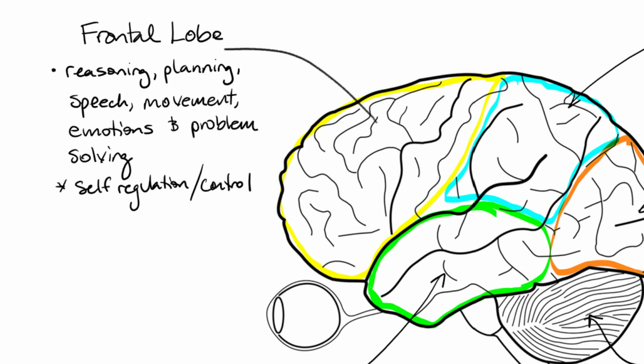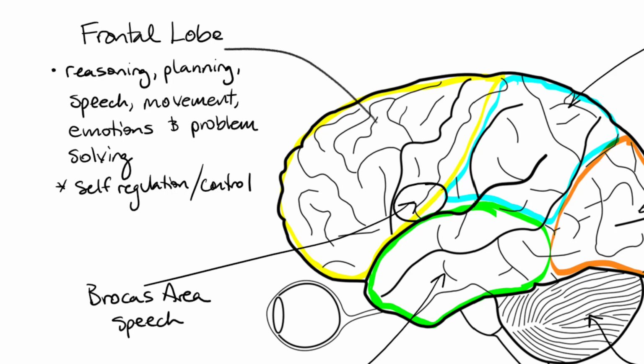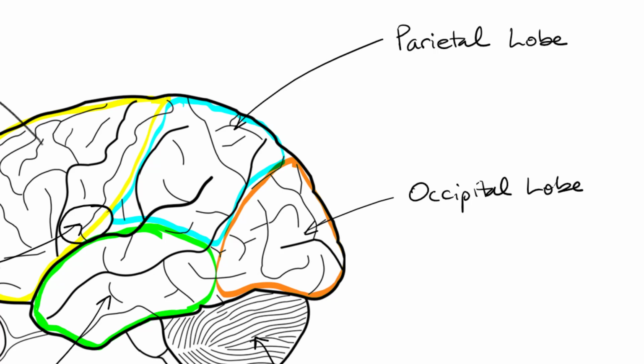Now we also have a section right around here, and this is called Broca's area, and this is involved with speech, and this is on the left side. For our parietal lobe, this is involved with movement coordination, orientation, and recognition and the perception of stimuli.